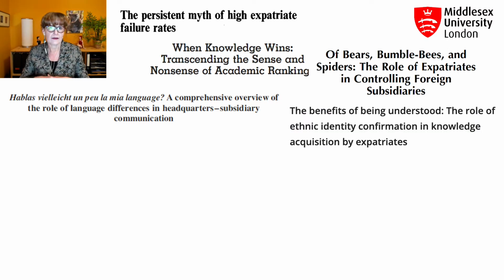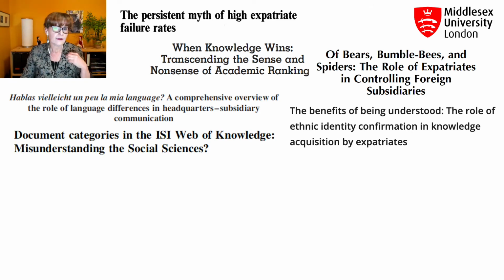And then this one I already referred to in the previous slides, one of my former PhD students, Shefan, the benefits of being understood. So a slightly metaphorical main title. The role of ethnic identity confirmation in knowledge acquisition by expatriates. So really descriptive, slightly boring subtitle. This one is the other way around, a main title that is really descriptive, really boring, document categories in the ISI Web of Knowledge. You already fall asleep reading it.